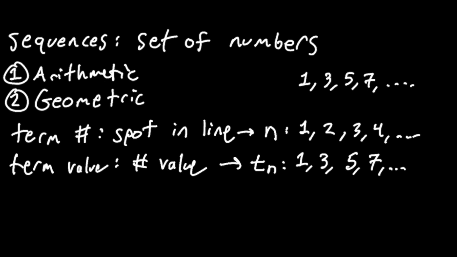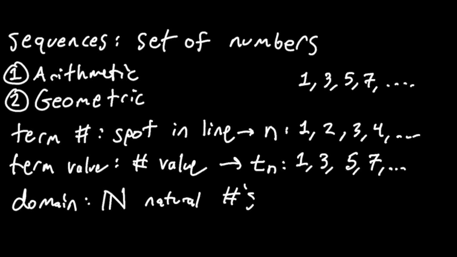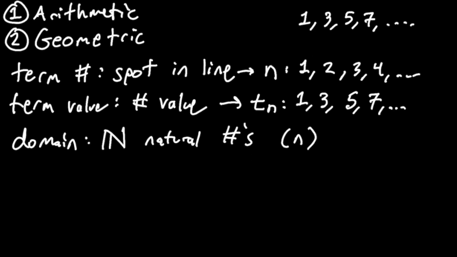When we're talking about sequences, our domain is always going to be natural numbers. And that's because when we talk about the position in line, and again, domain is concerned with n, the term number, we don't really have a 1.5th spot or a -1th spot. We're only looking at 1, 2, 3, 4, 5, and so on.